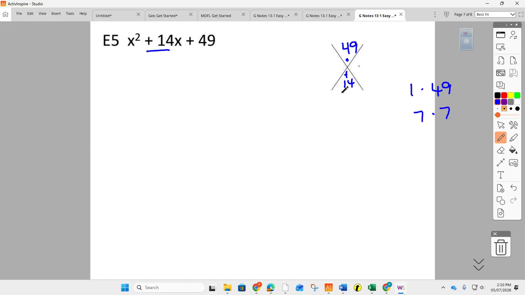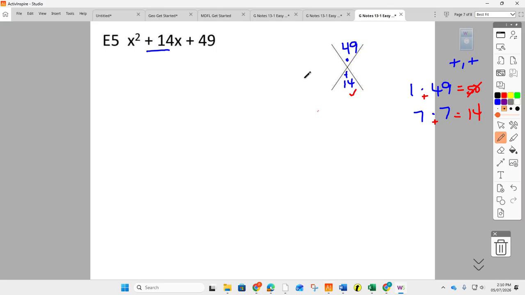These are both positive, so we know both of our factors are going to have to be positive. So 1 times 49 is 49. 1 plus 49 is 50. That is not what's on the bottom. 7 times 7 is 49. 7 plus 7 is 14. That is what we need.